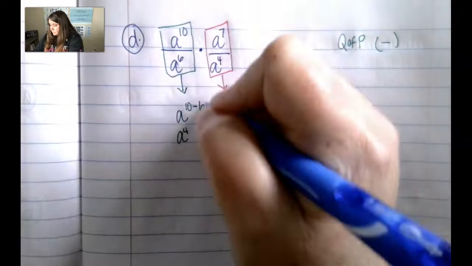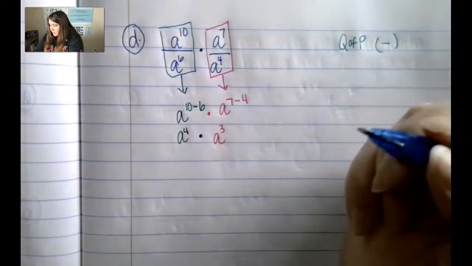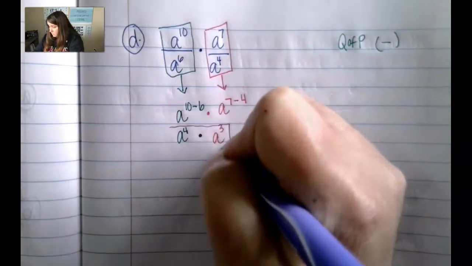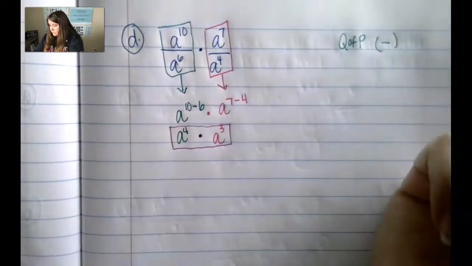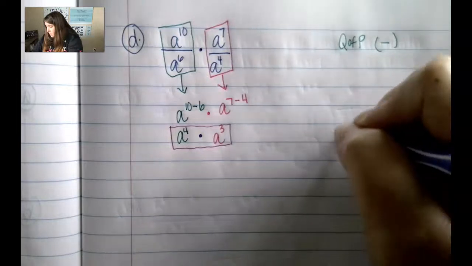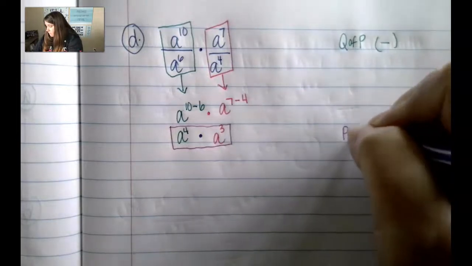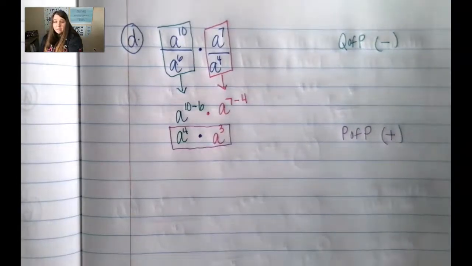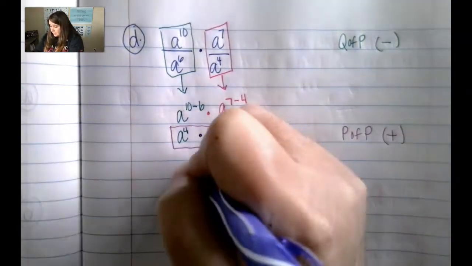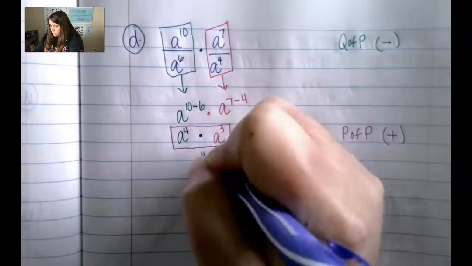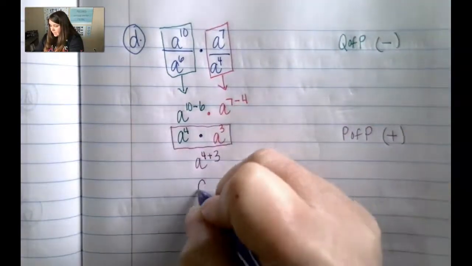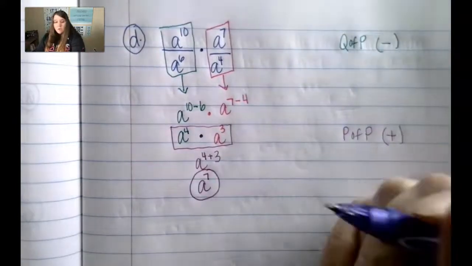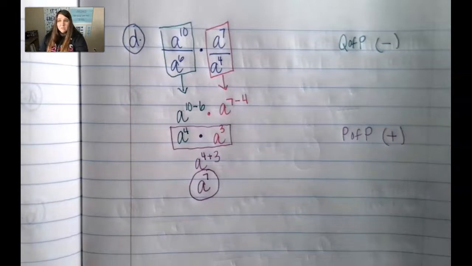So again, this multiplication sign's coming down here. And now I am ready to work with my simplified version. And I'm going to do the product of powers property, which tells me to add. So my base is a, and I have 4 plus 3, so I get a total of a to the 7th power.